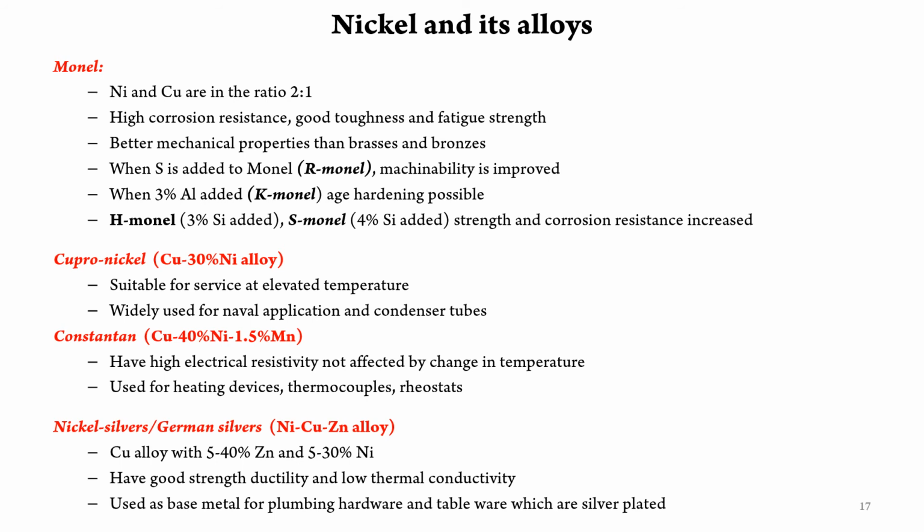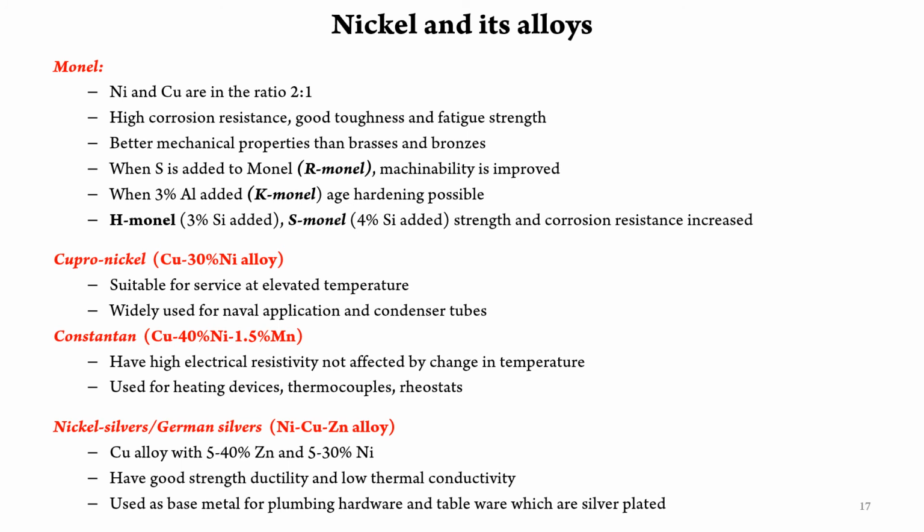So there are some variations in monel. When sulfur is added to monel, it is known as R-monel. It has better machinability. When 3% of aluminum is added to monel, we get another alloy called K-monel, where age hardening is possible for that material. And there is another one called H-monel, when 3% silicon is added, and when 4% silicon is added, it is known as S-monel. It has good strength and corrosion resistance.